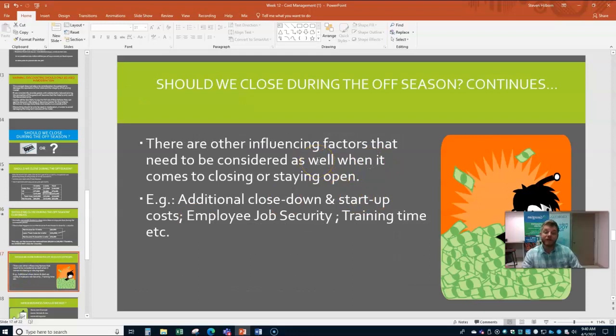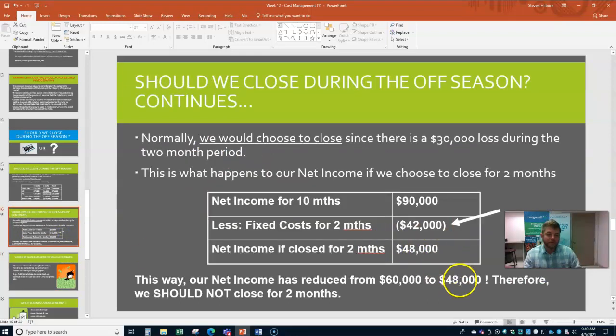There are other influencing factors that need to be considered as well. So is there an additional close down and startup cost? This often happens where when you close down, you might have a week or two of labor. Same thing with your startup, and you're not bringing in any revenue during that time. So it might not look nearly as attractive as we just showed, where we only lose $12,000. We might have an additional week or two of labor, so we might be down to $45,000.